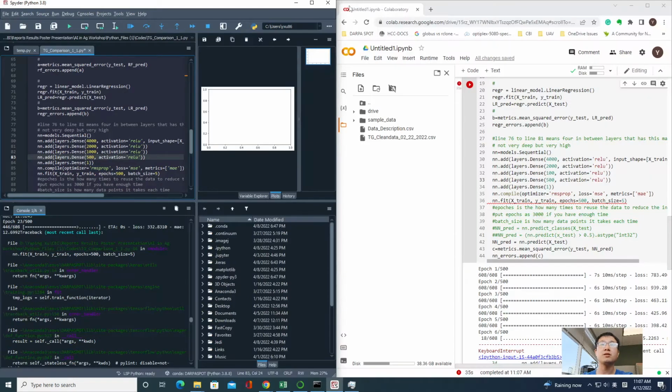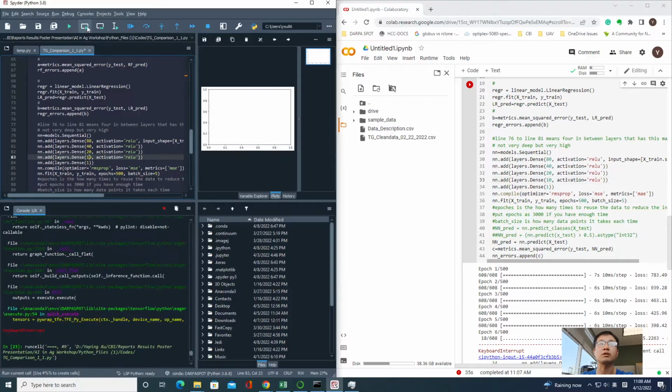So just to touch briefly on the settings, the left hand side is the Spider, which is for the CPU test, and the right hand side is Google Colab, which is for the GPU test. So first we start from small hidden layer numbers. Let's try 80, 40, 20, 10, and 1. So we set these hidden layer numbers on both sides and start.